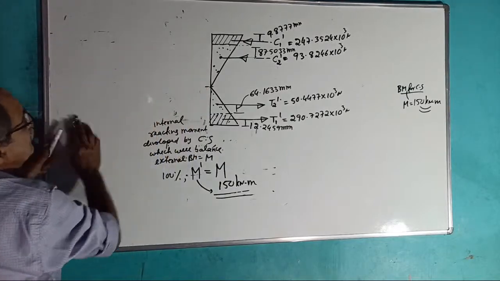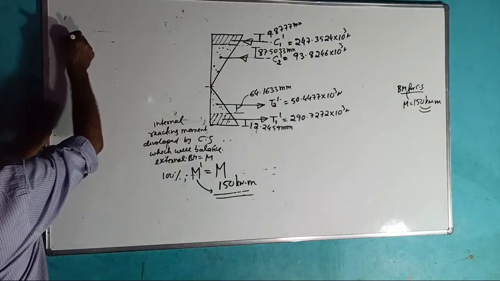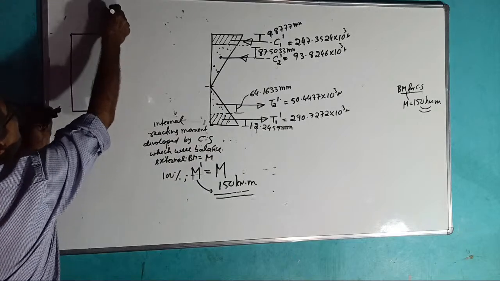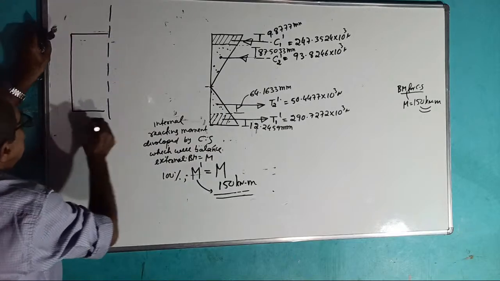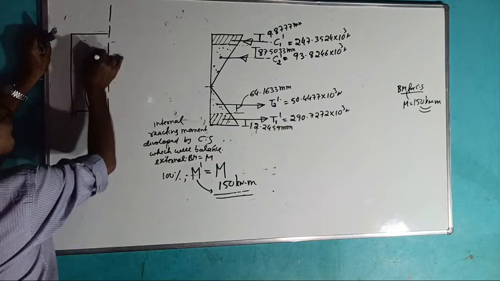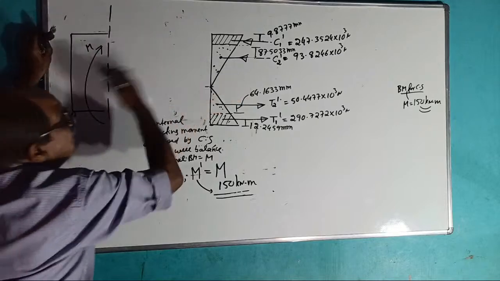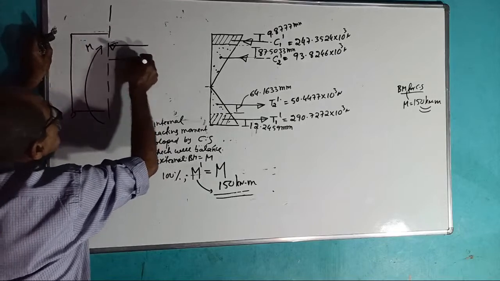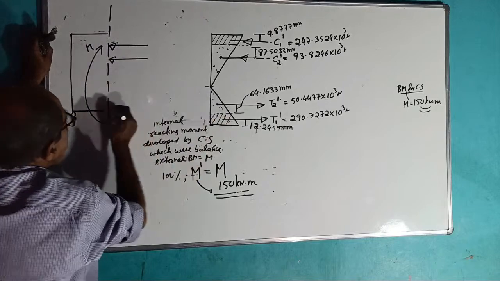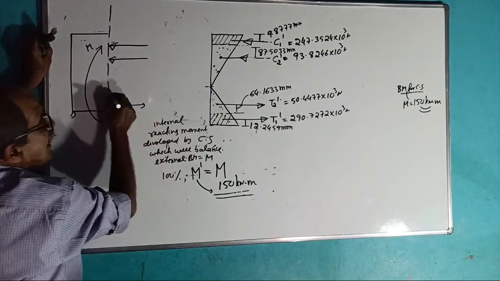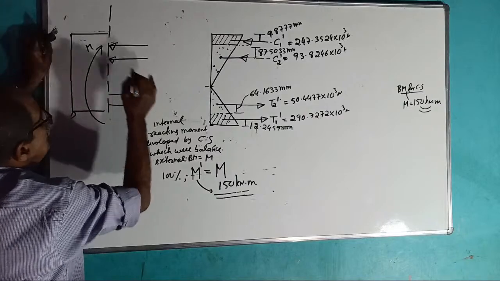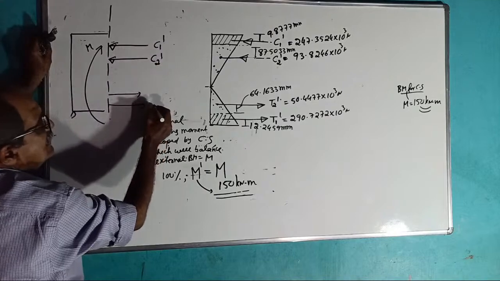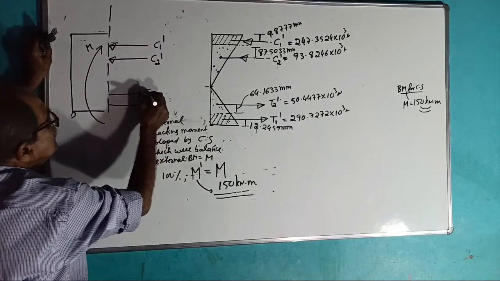Now, what I will do is take the beam here, maybe for some length. Okay, stop. This is the cross section. Here support is not required. Here bending moment is M. On that side, one force acts here, one more force acts here, another force acts here, another force acts here. Now, this is your C1 dash, this is C2 dash, this is T1 dash, this is T2 dash.